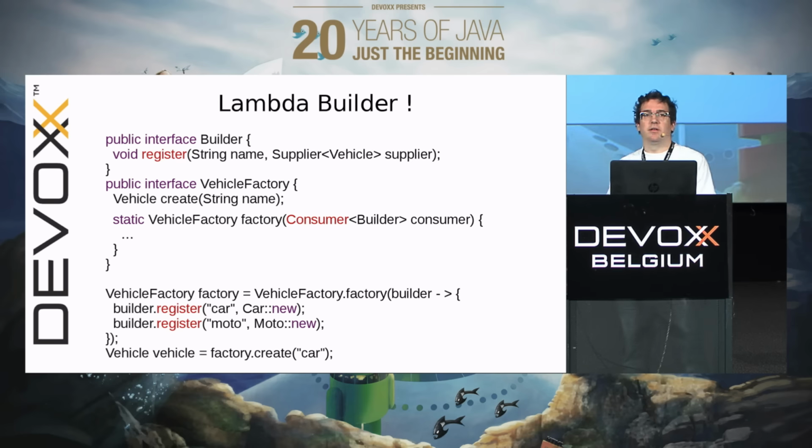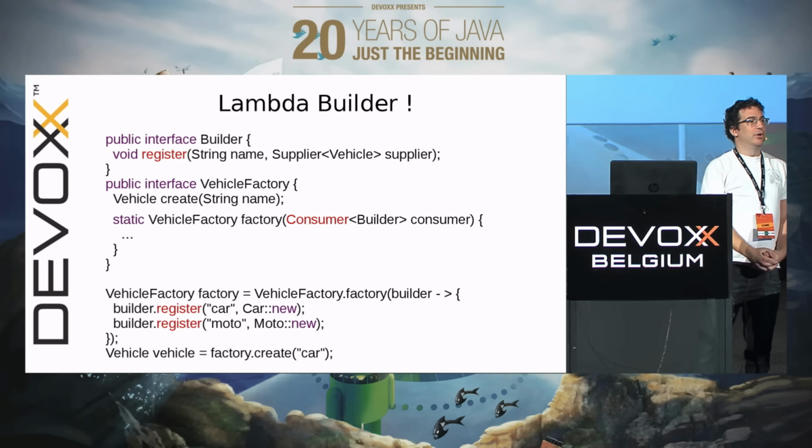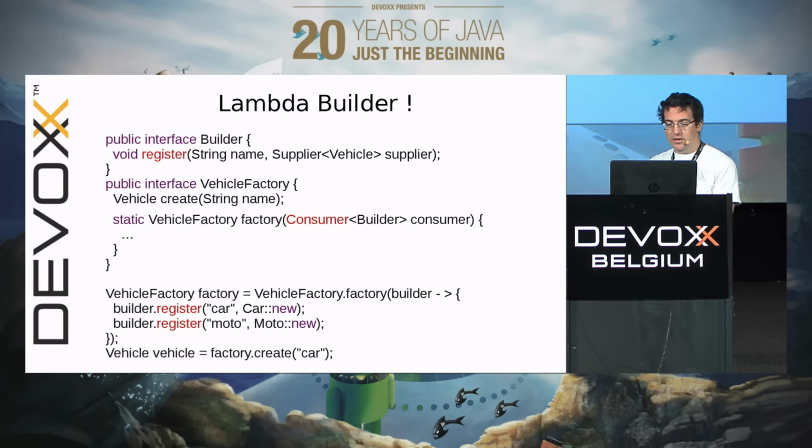It's not a new pattern. If you take a look at Ruby, Ruby uses it everywhere. Here you have types, but it's the same pattern. And this is really, really a nice pattern. If you take a look, the interface builder is a functional interface, and the vehicle factory is a functional interface too. So I can implement this using only lambdas. No class. Okay, how to implement the method factory?